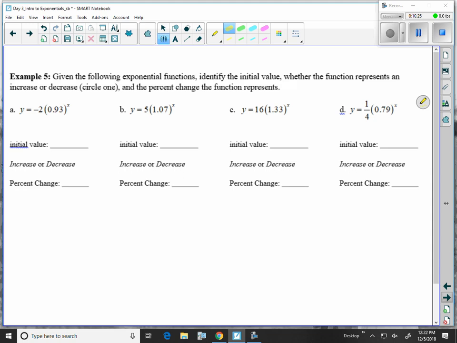All right, good. We're just going to run through and kind of see if we can figure out what's going on and get a pattern. Okay. Look at A. What's the initial value in part A? -2. Okay. It's always that first number. Keep in mind, we're still using this form. Okay. Some of them just look like percentages. That's okay.